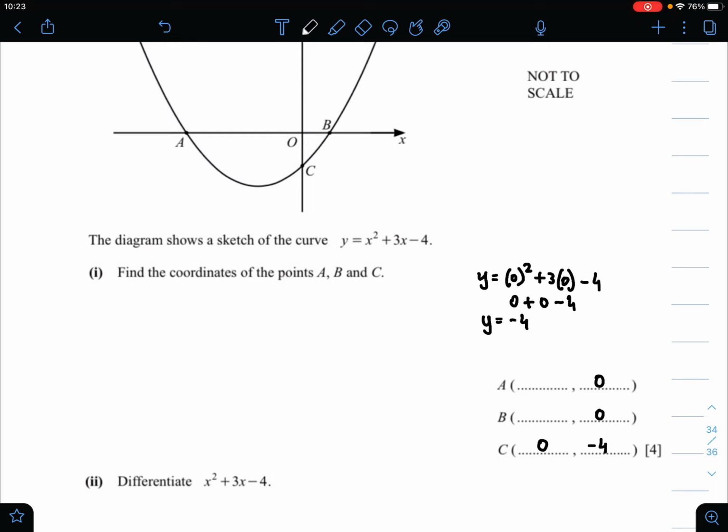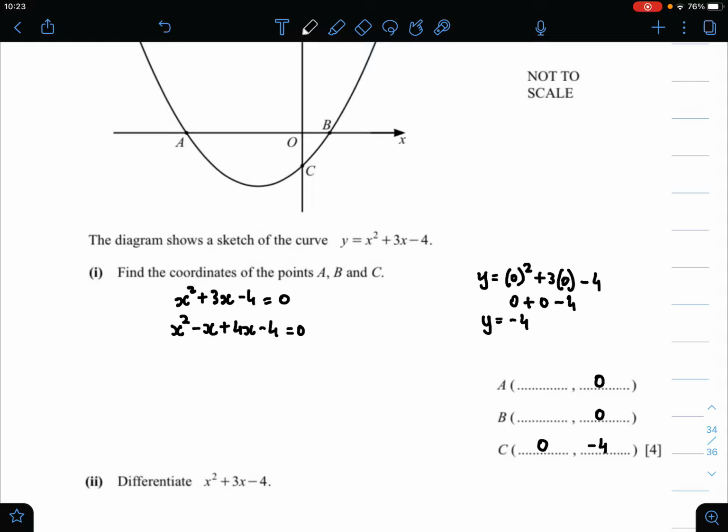Now let's move on to points A and B. To do that, we need to substitute y as 0. So we will have a quadratic equation in this case, that is x squared plus 3x minus 4 is equal to 0. So now we need to find two numbers such that their product is negative 4 and their sum is positive 3. So that would be negative 1 and positive 4. So x squared minus x plus 4x minus 4 is equal to 0.